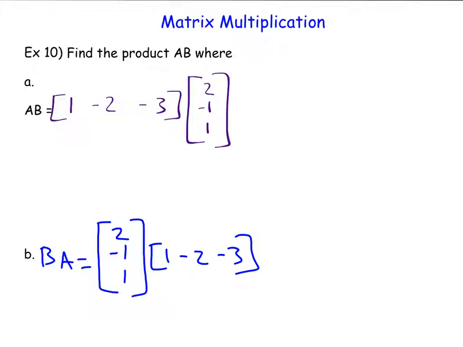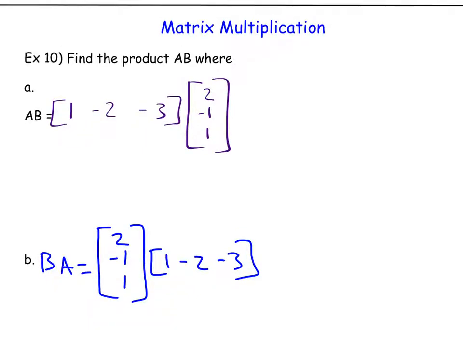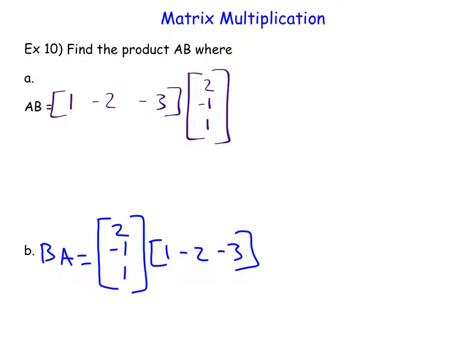Matrix A is a 1 by 3. Matrix B is a 3 by 1. Okay. Hey, take a look. Yep, they match. But our product will end up being a 1 by 1 matrix.